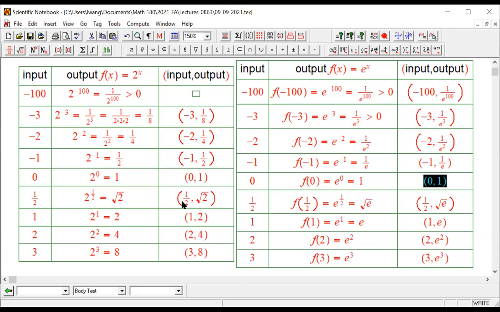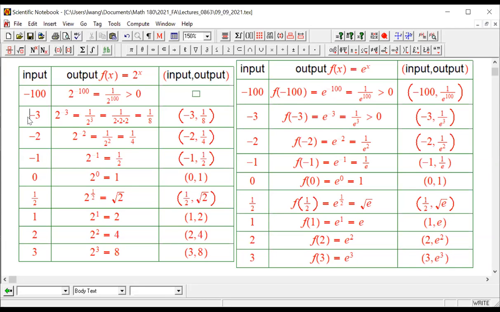On the positive number side, for the same input, do you guys see the same input? The output for base 2 is smaller than the output for base e. That means that these points are going to be lower than these points. Do you follow me? Agree? Now, let's look at the other side.